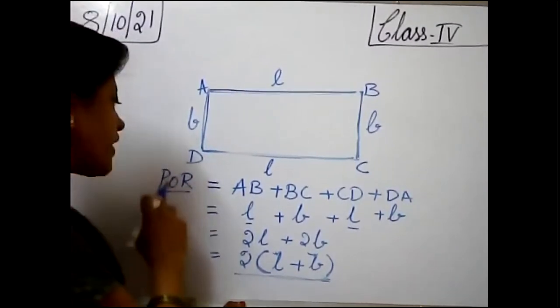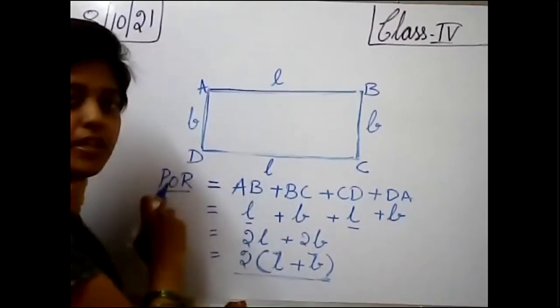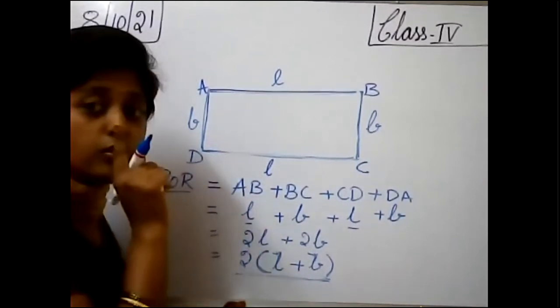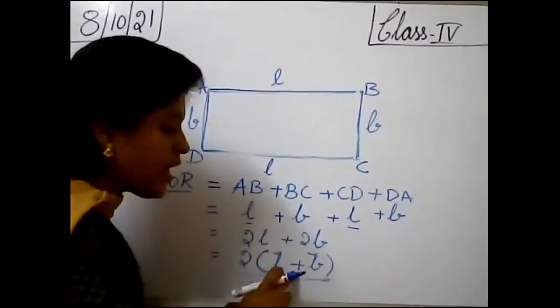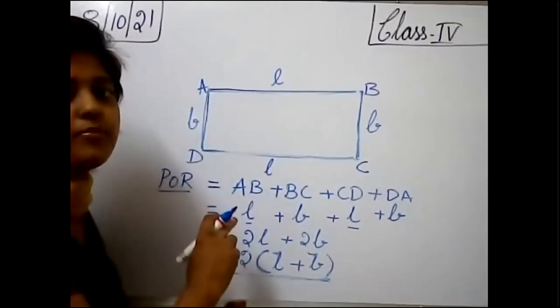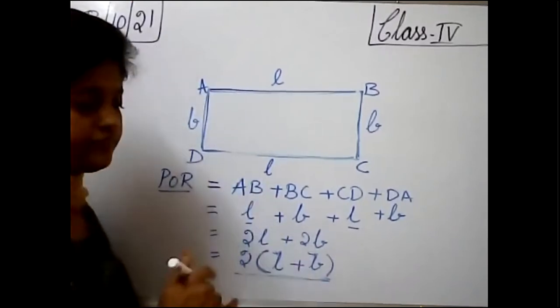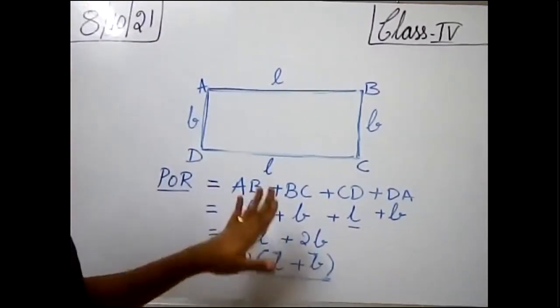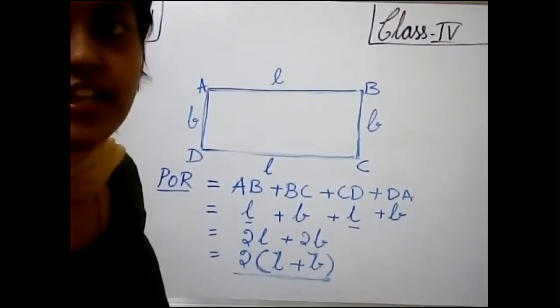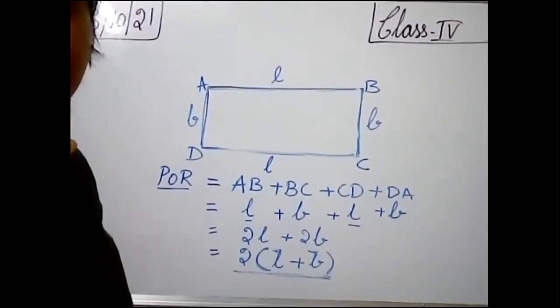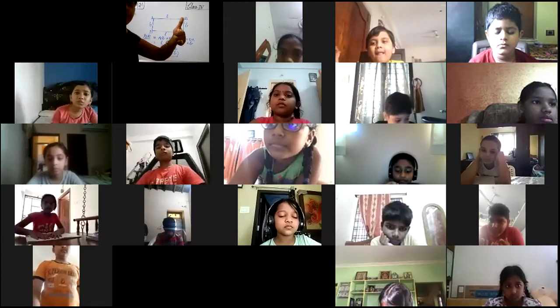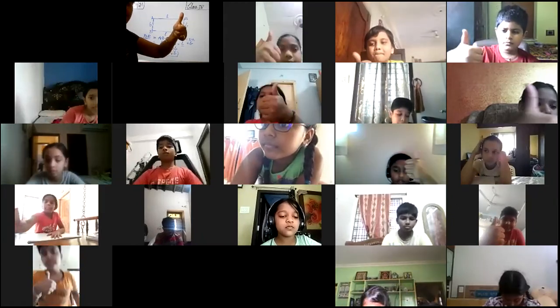Now, the perimeter of a rectangle. What is the perimeter of a rectangle? 2 into L plus B. What is the formula, children? 2 into L plus B. Is this clear? If it is clear, show me the thumb finger. If it is not clear, show me downwards.